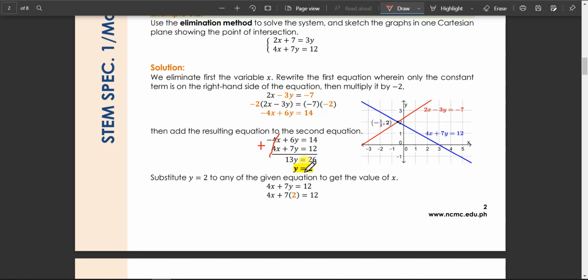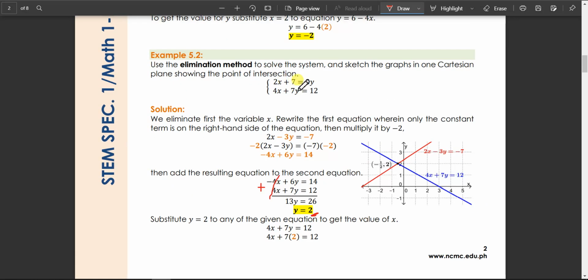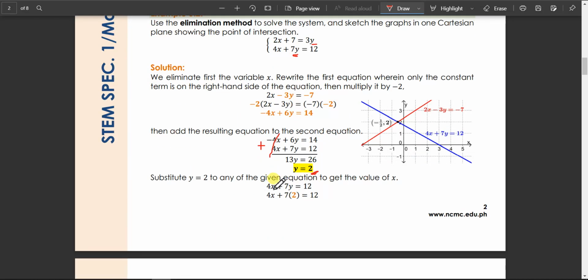Then how do we solve for x? Since we have y, x is what we are going to look for. So we substitute this y is equal to 2 into any of the given equations to get the value of x. So this y, we can substitute it here or here. It is up to you, and you will get the same answer. Just try it. For this example, we are going to use the second equation to solve for our x. So we have 4x plus 7y is equal to 12.